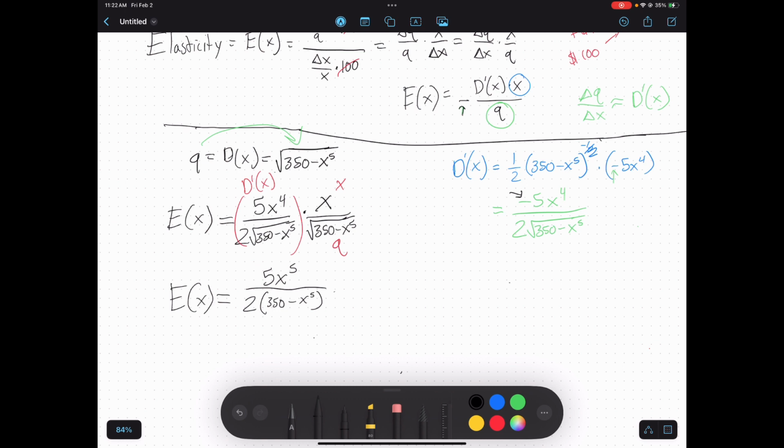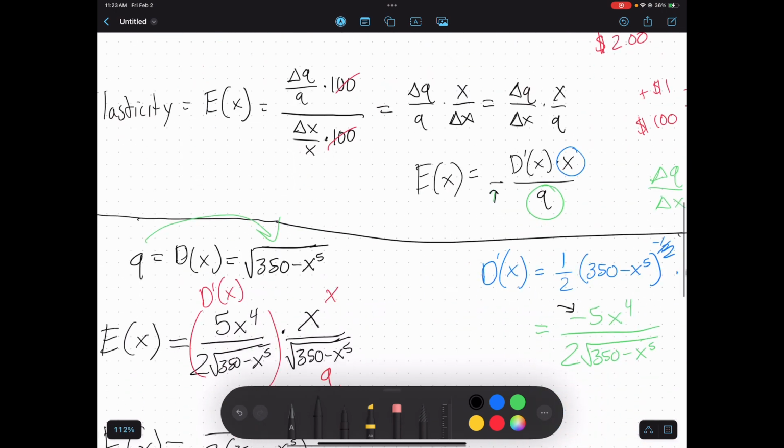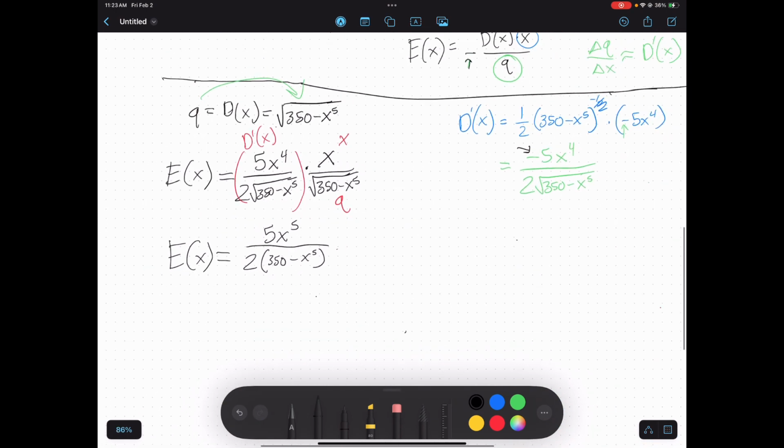Now this really isn't super helpful unless I actually have a specific x value. What do the x values mean again? X values are my price. So let me give you a specific price value. Let's say we wanted to evaluate the elasticity at x equals 3. Since it's a price, I'll go ahead and put a unit in front of that. This is $3. Let's say we set the price at $3. Well, let's plug that into my elasticity equation and see what happens.